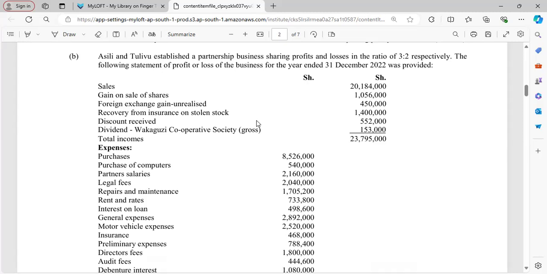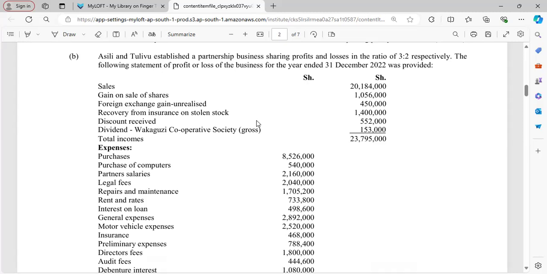The question is on our screen. Can you see it? Yes. Let me read from my paper.